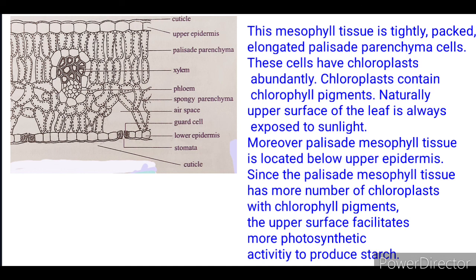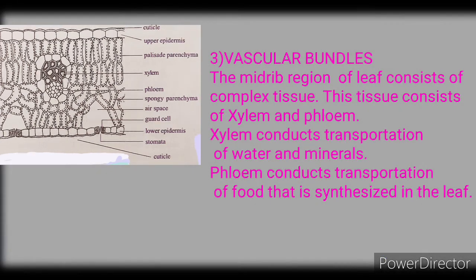The mesophyll tissue has tightly packed, elongated palisade parenchyma cells. These cells have chloroplasts abundantly. Chloroplasts contain chlorophyll pigments. Naturally, the upper surface of the leaf is always exposed to sunlight. Moreover, palisade mesophyll tissue is located below the upper epidermis. Since the palisade mesophyll tissue has more chloroplasts with chlorophyll pigments, the upper surface facilitates more photosynthetic activity.